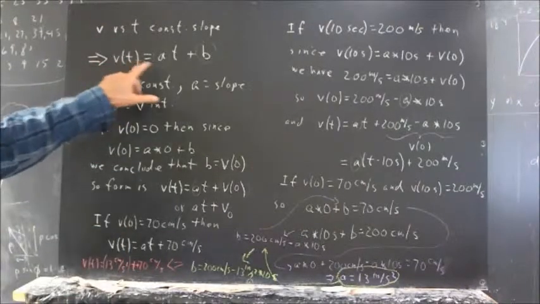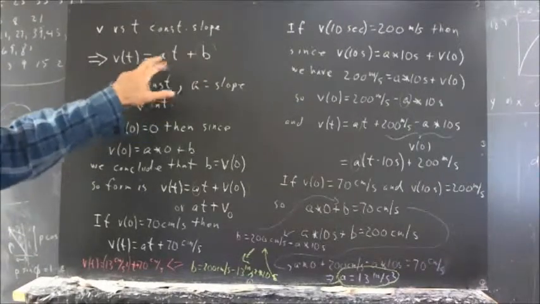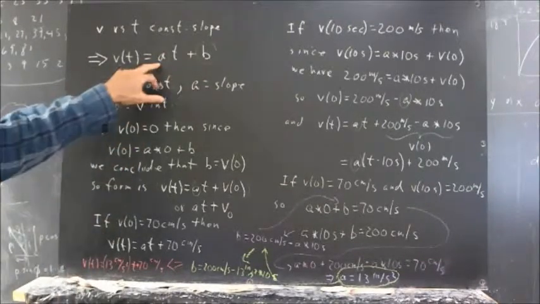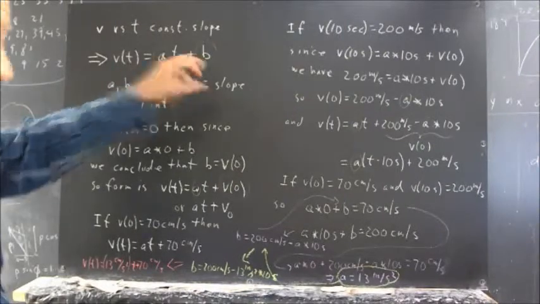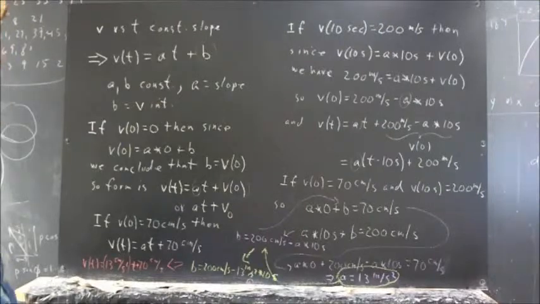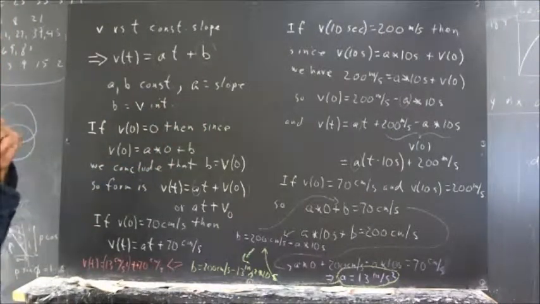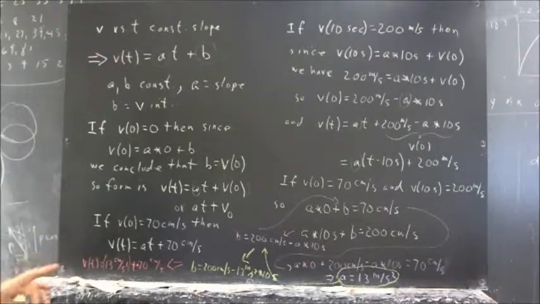The general form of a linear function can be expressed as at plus b, a linear function of t. A would be interpreted as the slope, b would be interpreted as the vertical axis intercept. So a and b are constants. Again, a is the slope, b is the vertical intercept, or the v-intercept, v being the quantity that's on the vertical axis.